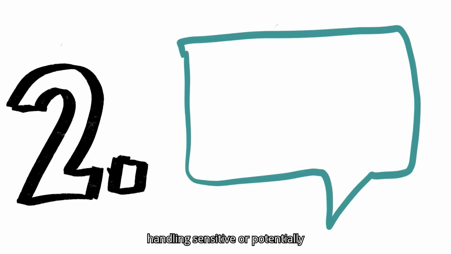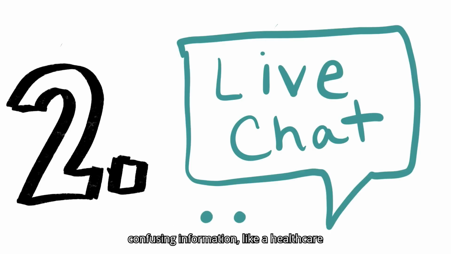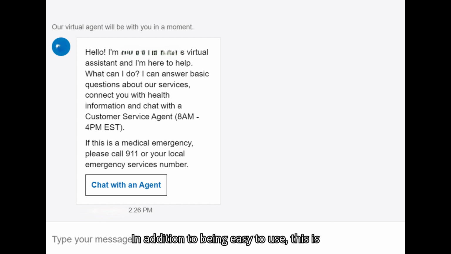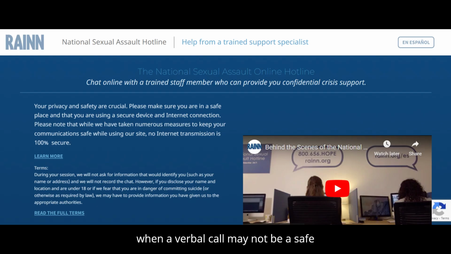Another feature that has been proven very useful in the context of a website handling sensitive or potentially confusing information, like a healthcare website, is a live chat or text hotline feature. In addition to being easy to use, this is a quick and safe way to provide resources when a verbal call may not be a safe method for the survivor.